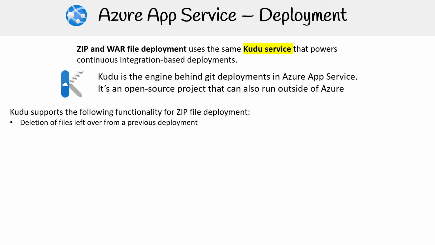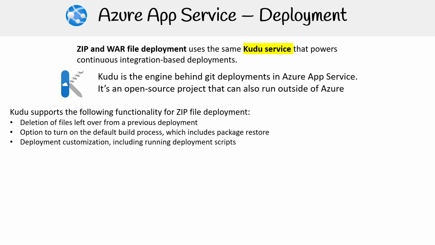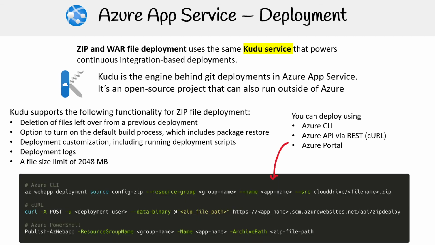but it does deletion of files left over from a previous deployment, an option to turn on the default build process, which includes package restore, deployment customization, including running deployment scripts, deployment logs, and a file size limit of 2 gigs. And you can use it with the CLI, the API via REST with curl, or the Azure portal. By the way, that's you uploading a zip, but you're essentially using Kudu underneath, okay?